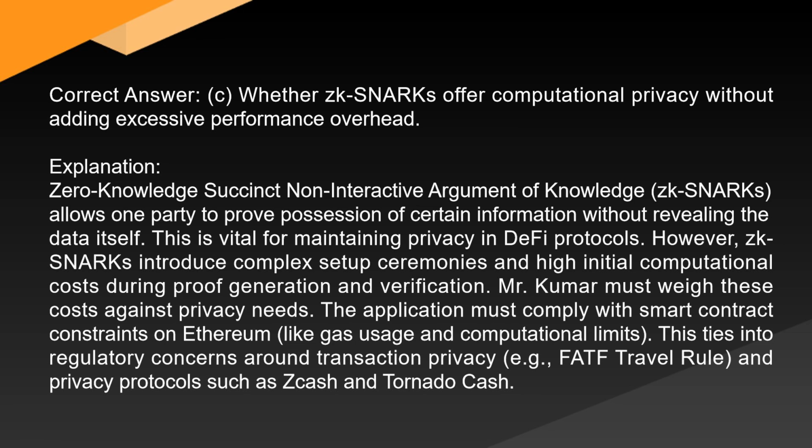Explanation: Zero-knowledge succinct non-interactive argument of knowledge, zk-SNARK, allows one party to prove possession of certain information without revealing the data itself. This is vital for maintaining privacy in DeFi protocols. However, zk-SNARK introduces complex setup ceremonies and high initial computational costs during proof generation and verification. Mr. Kumar must weigh these costs against privacy needs.